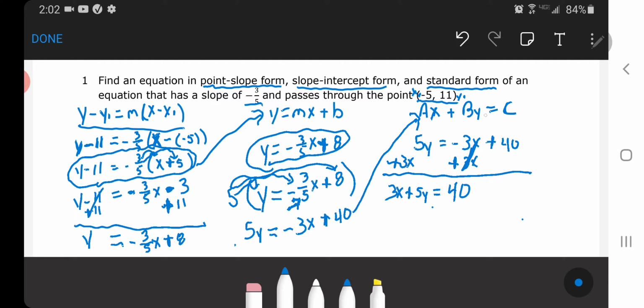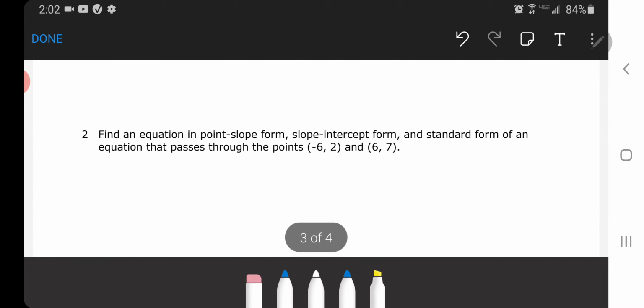So this does look in standard form. And it does follow all the rules, where everything is an integer. Our a, our b, and our c are 3, 5, and 40. Those are integers. And our a is greater than or equal to 1. It is greater than 1 as a 3. So here's our standard form of the equation. Okay, that solves that one. Move on down to the next one.